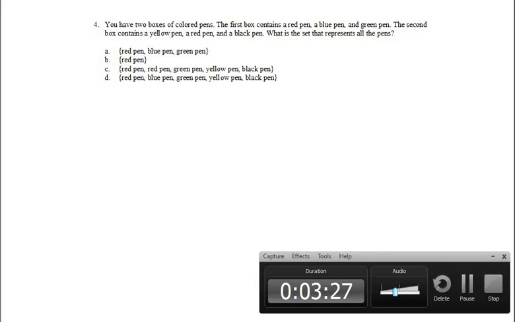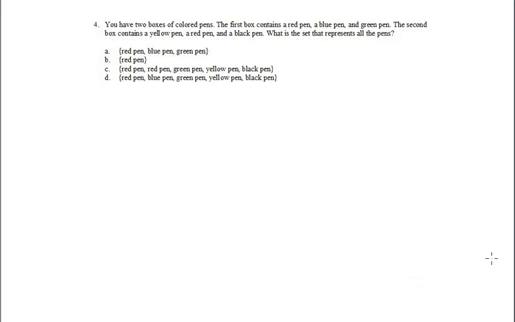Okay, number 4. You have 2 boxes of colored pens. The first box contains a red pen, a blue pen, and a green pen. The second box contains a yellow pen, a red pen, and a black pen. What is a set that represents all the pens? Hopefully that isn't going to give us too much trouble, because all we have to do is list all the pens. So we have a red pen, a blue pen, a green pen, a yellow pen, and a black pen.